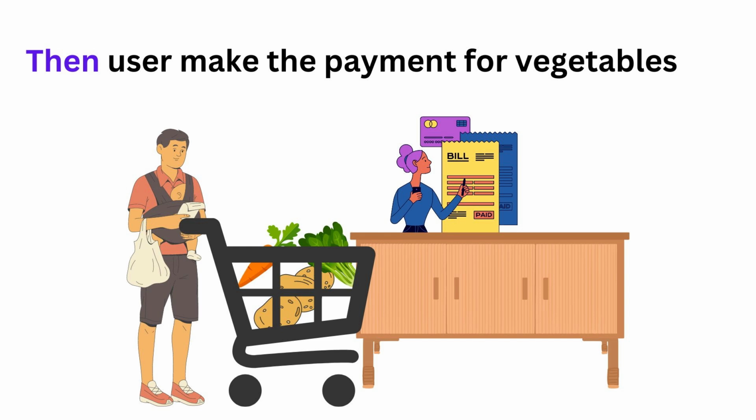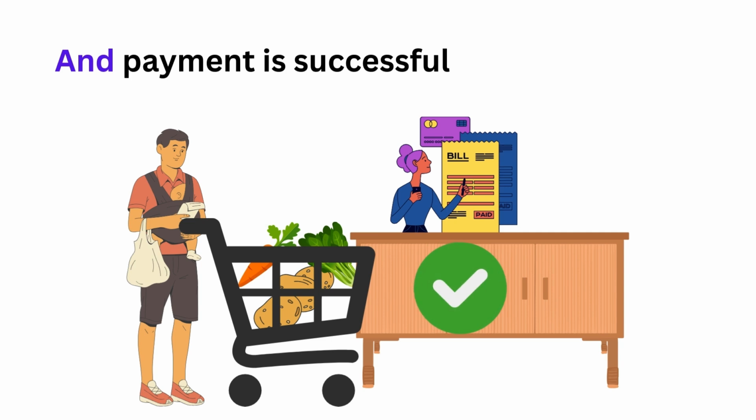You will not escape this step unless you own the shop. In Gherkin language you can say this as: Then user make the payment for vegetables. If there are no network issues or technical issues, your payment should be successful. In Gherkin language you can express this as: And payment is successful.